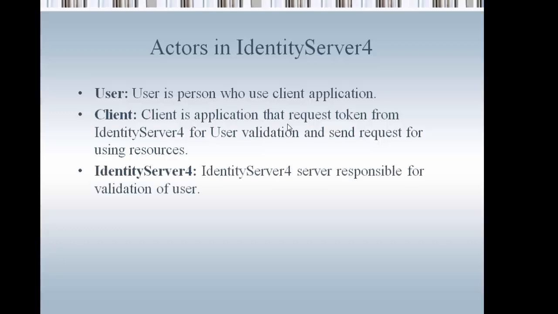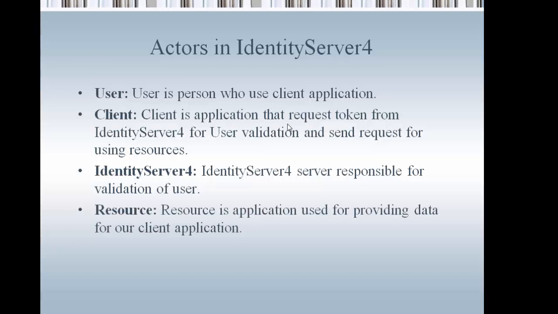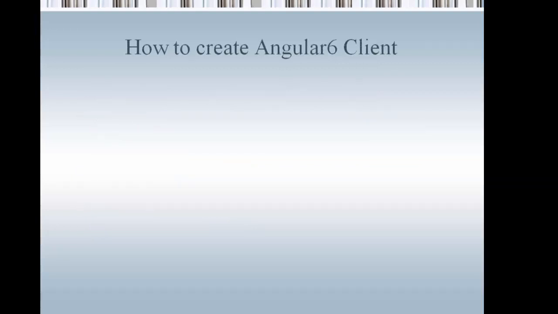What is Identity Server 4? Identity Server 4 is an application that is responsible for validating the user against their credential in a database and sending the token to the client. And what is the resource? Resource is an application like the web API application that provides the data or information to the client application that the user can see there. That's enough. This is all about the theory of Identity Server 4.